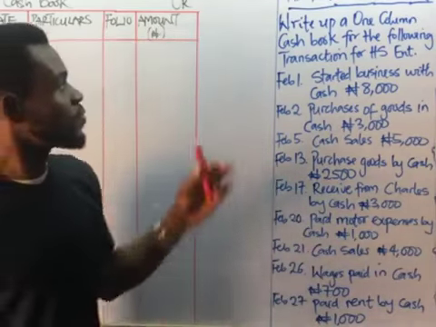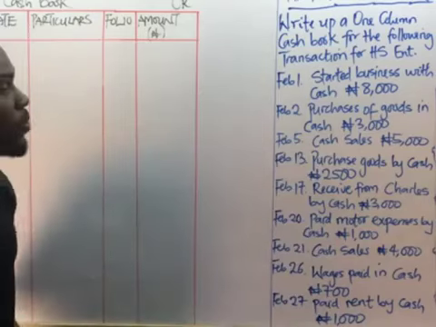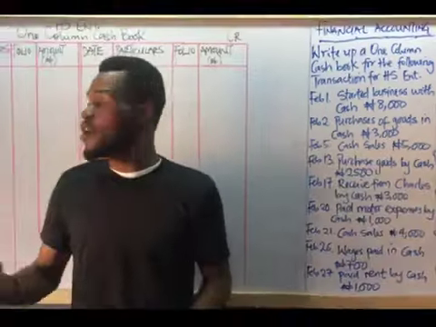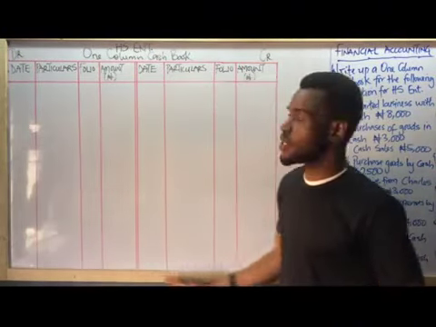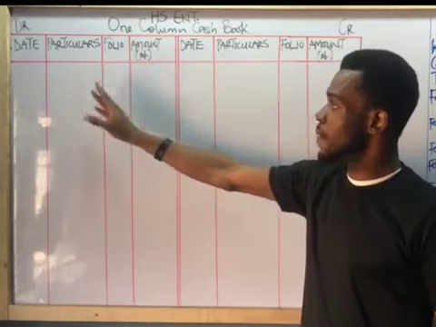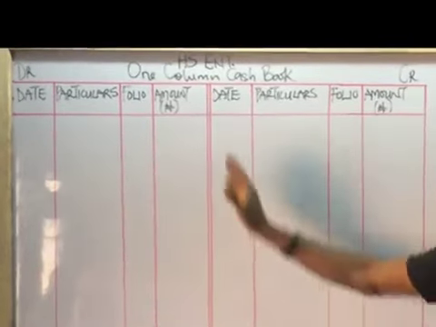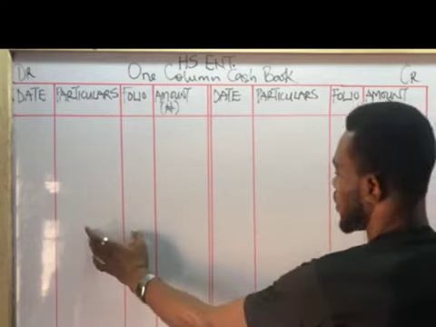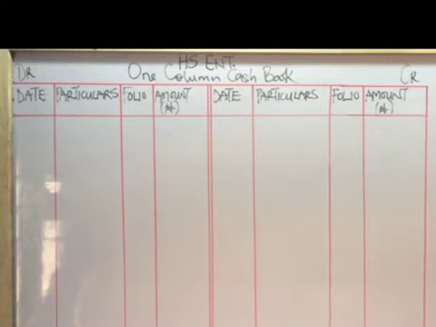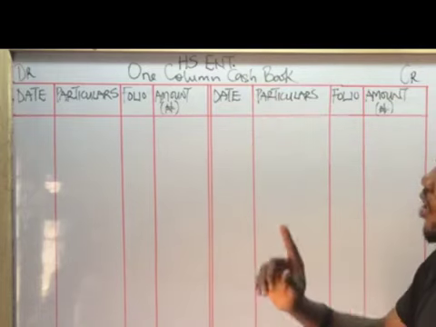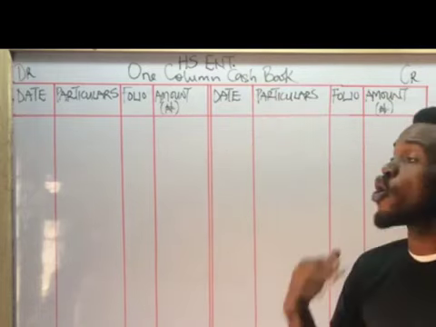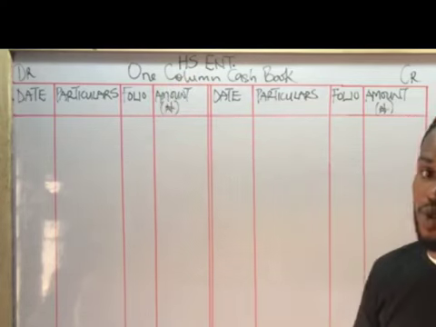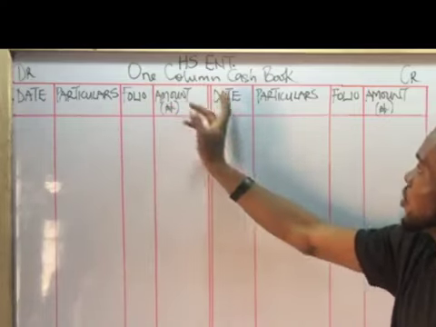So let's proceed. We have a question here to write up a one column cash book for the following transactions of HS Enterprise. Remember, you need to know how to draw your table. First of all, we have the dates, particulars, the folio, the amounts. This is the debit side. Here is the credit side. The same thing we have here is what we also repeat here. Now, always remember to title your account. It is very important. Your score begins from there. You title it HS Enterprise as we have from the question, then one column cash book.